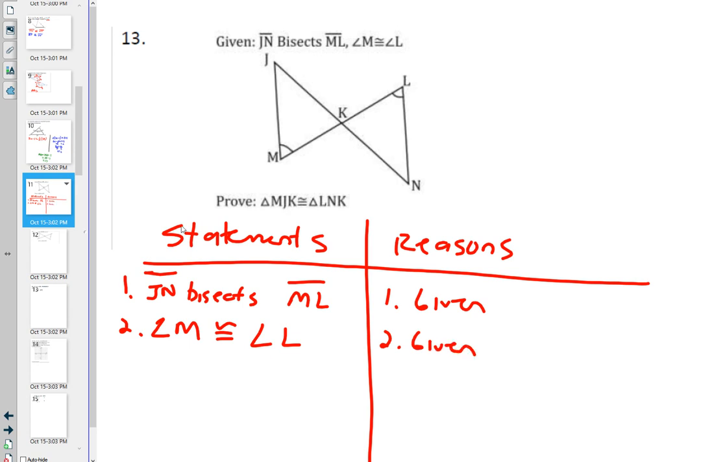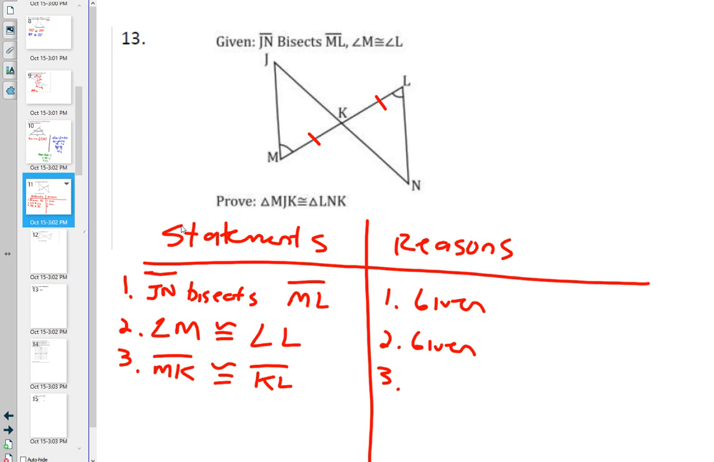If JN is cutting ML in half, that means that JK is the same as KN. So I could then say my next statement, that segment JN, or did I do it backwards? I did it backwards. JN bisects ML, ML is what's getting cut in half. So here we go. Those two are the same. Therefore segment MK would be congruent to segment KL. What would be the reason for that?